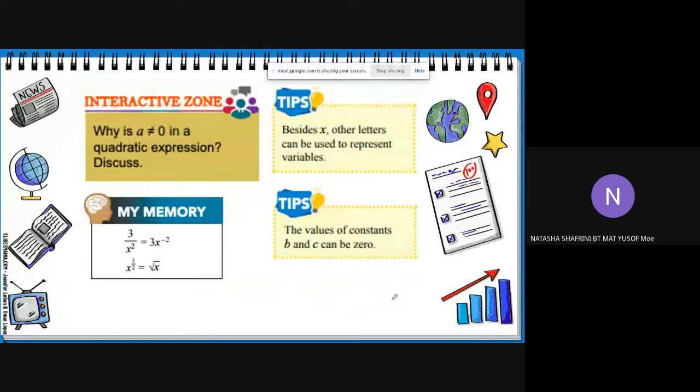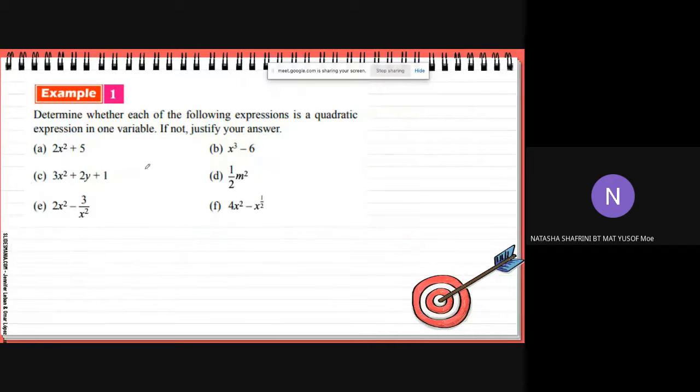Okay, next. Ni kita pun dah discuss why A cannot be 0. Beside X, other letters can be used to represent the variables. Boleh tadi guna Y and M pun semua boleh. The value of constant B, C can be 0. Yang ini ingat balik lah, 3 over X square boleh kita tulis 3X power negative 2, or X power half is equal to square root X. Now determine whether each of the following expression is quadratic expression in one variable. If not, justify your answer.